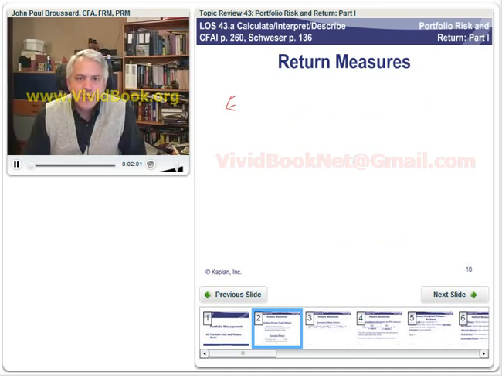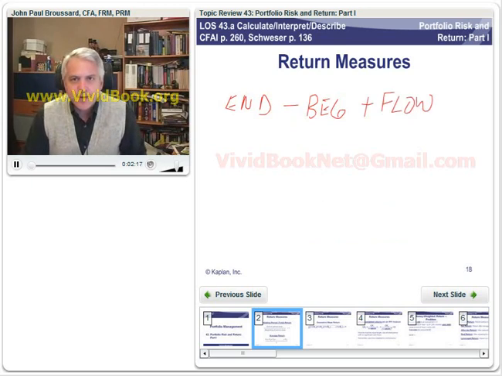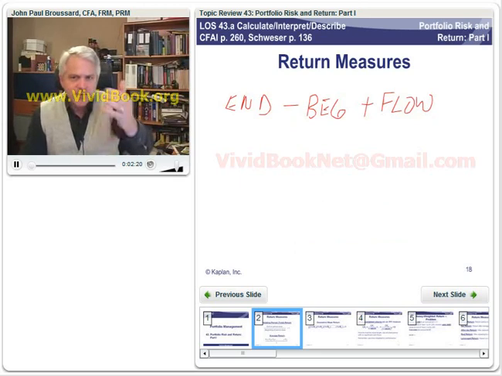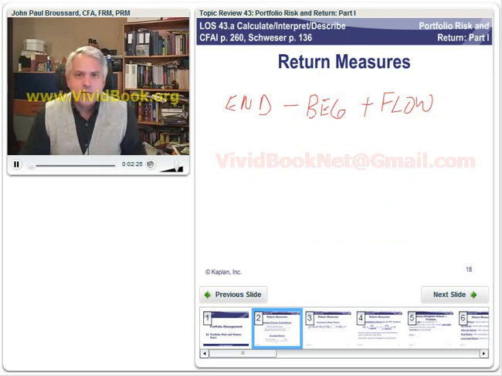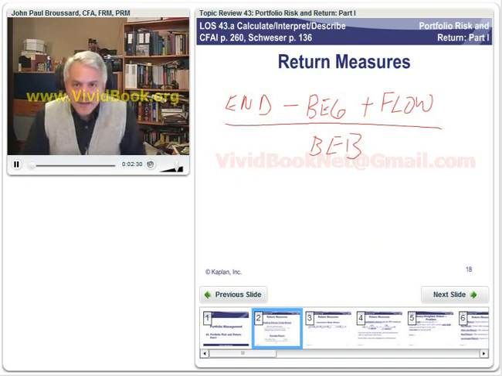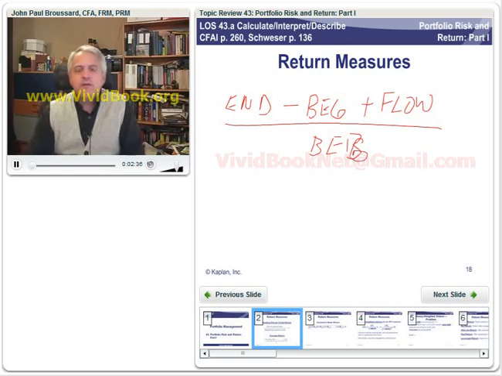And so what I'm going to do is just give you a fundamental relationship, which always works no matter what way you're thinking, right? So we have our ending value. Okay, we subtract our beginning value, and a little caveat here: we might have a little bit of a flow. I'm just going to give you the general formula, which will always apply. And when we divide that by the beginning value, it gives us our total return.